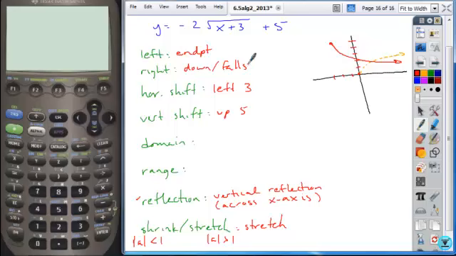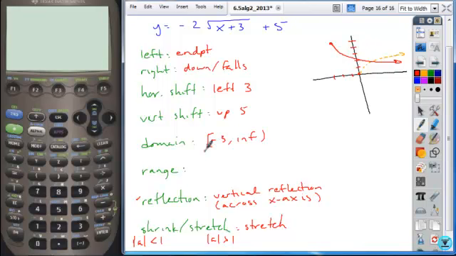And then we look at our domain. The domain is the x's. What's the lowest x value we could possibly have in this function? -3. What's the greatest x value we can possibly have in this function? Again, it extends into infinity. -3 is included, so you have a bracket at the negative 3.